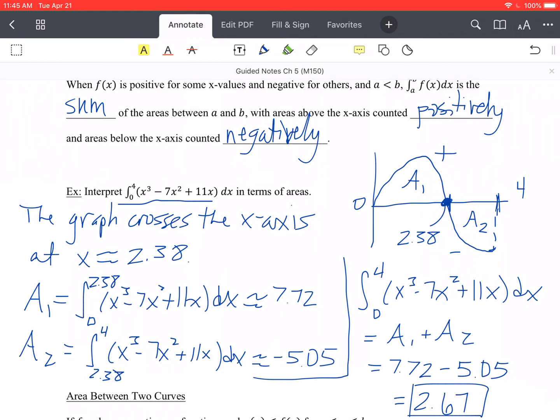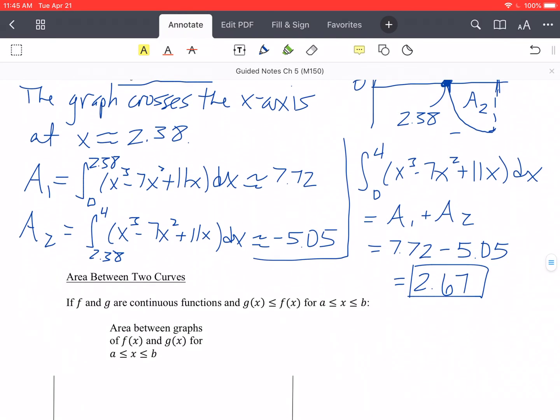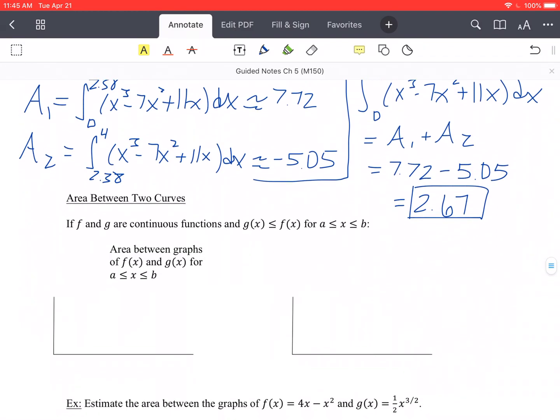Okay. Now, when we're talking about area under a curve, right, or area between a curve and the x-axis, we can actually generalize this a little bit more. We don't have to just talk about curves above or below the x-axis.